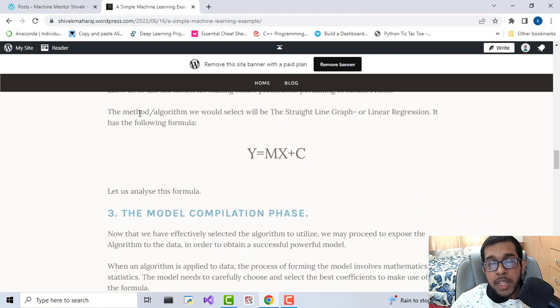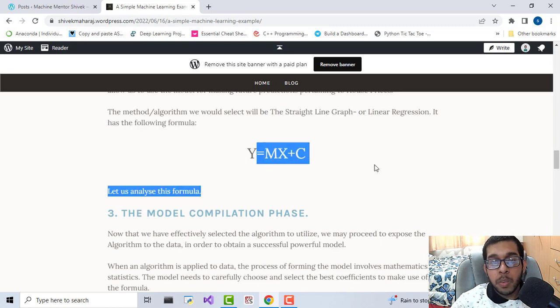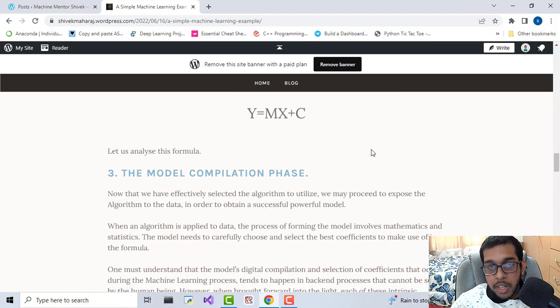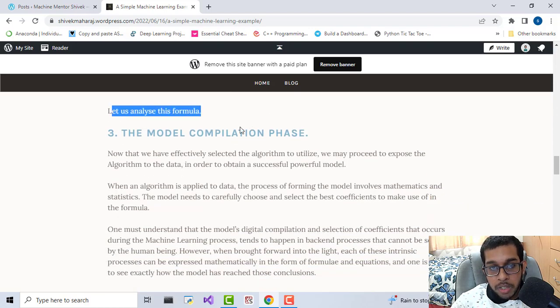The algorithm that we will select will be the straight line graph, or linear regression. It has the following formula: y = mx + c. Let us analyze this formula.